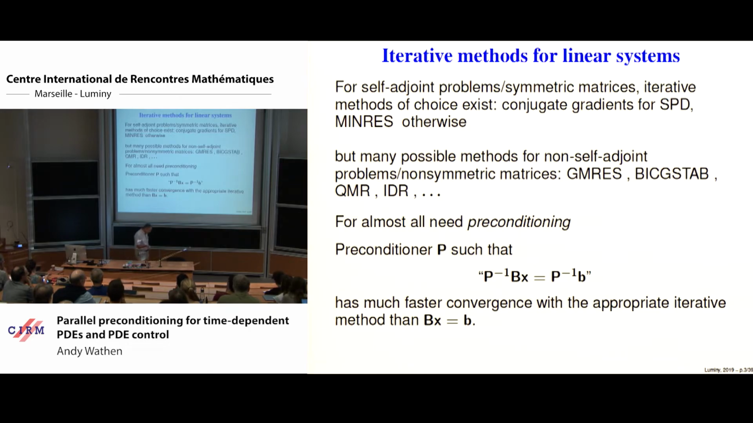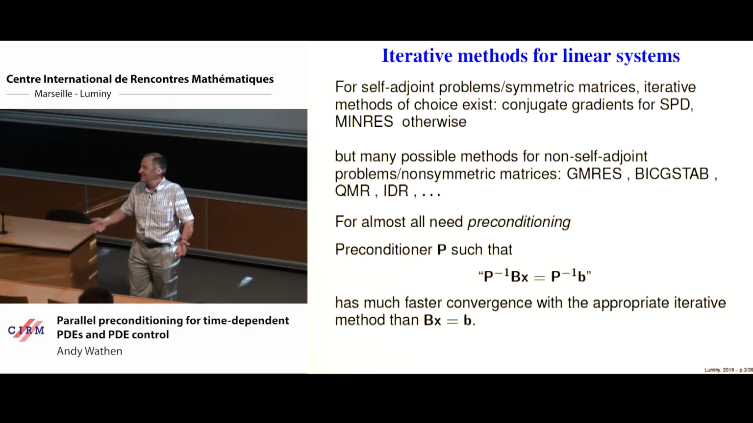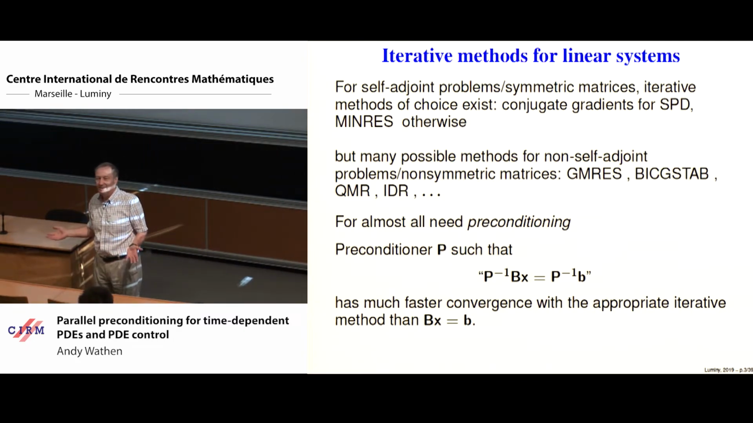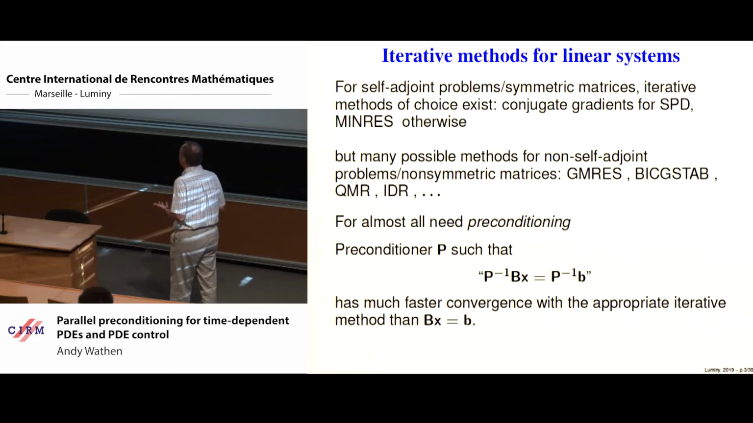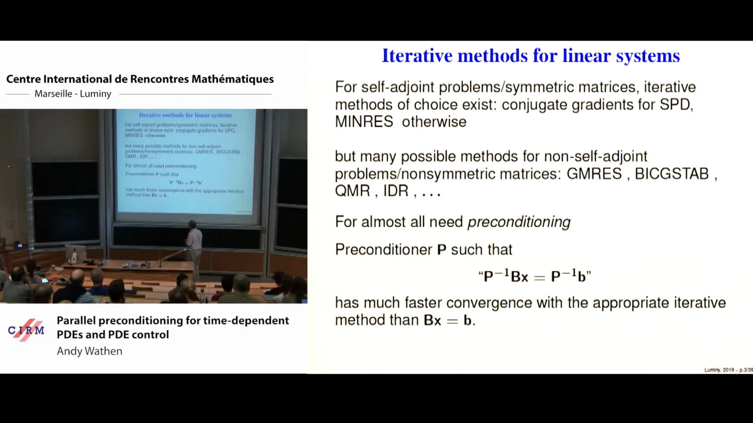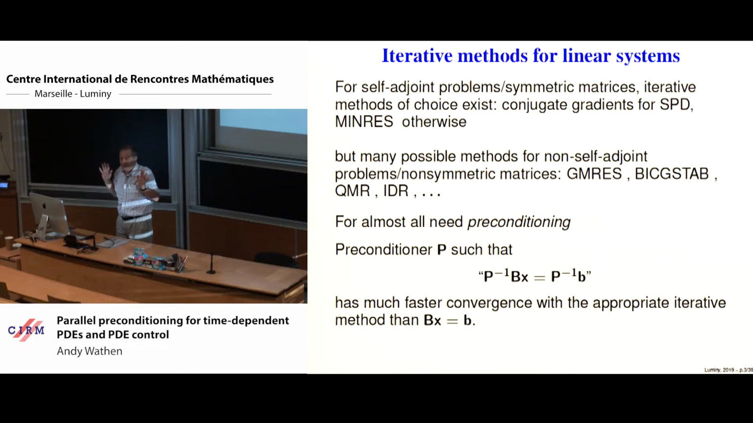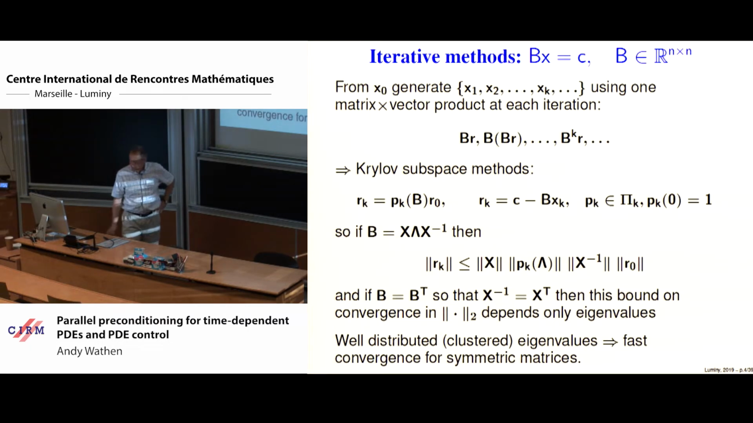Put the other way around, and sometimes this is the way the PDE people look at it, if you're going to use AMG, you always throw it inside GMRES anyway. You always do a Krylov method on the outside, so it's very rare that you don't. So we're trying to find preconditioners P so there's faster convergence of the appropriate iterative method for P inverse B rather than for B. Very simple statement. Many of us know that we don't do it exactly like this, but this is just the notion.